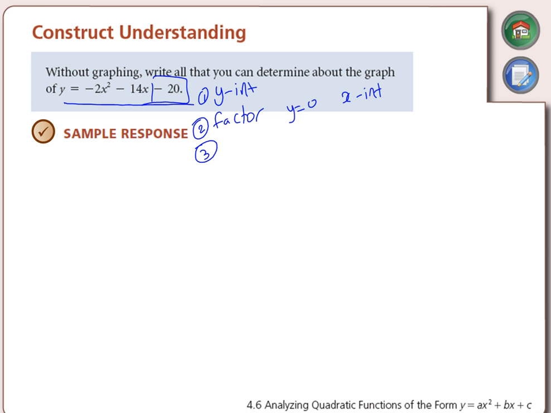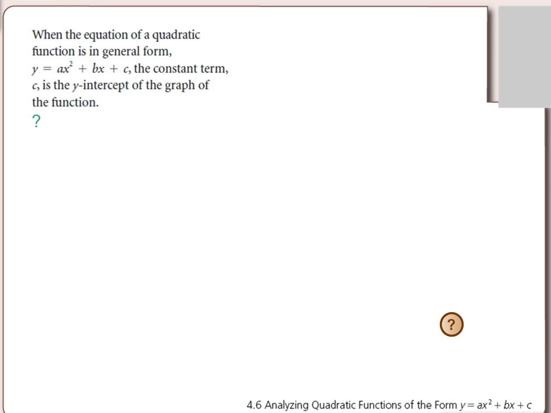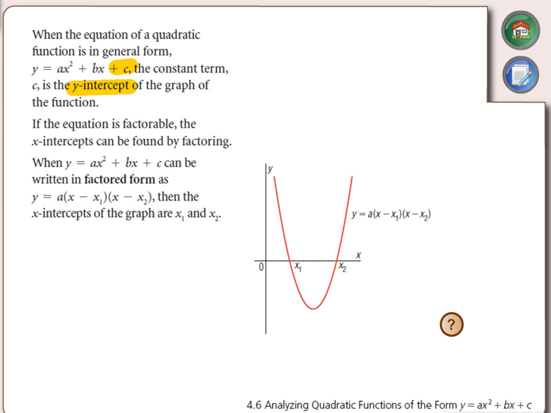Third thing we could do, we could complete the square, and then we'll be able to find the vertex. So that's what we're going to be focusing on in this lesson. Just to remind you of some of the things, again, like I just said, if we've got it in this form, the c value is our y-intercept. That's because when we make x 0, the first two terms go to 0.